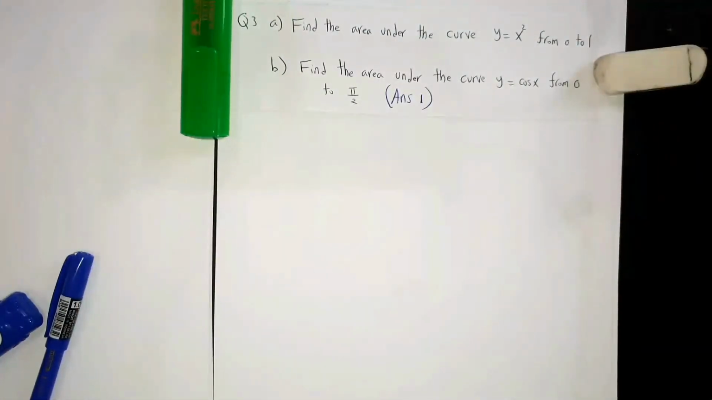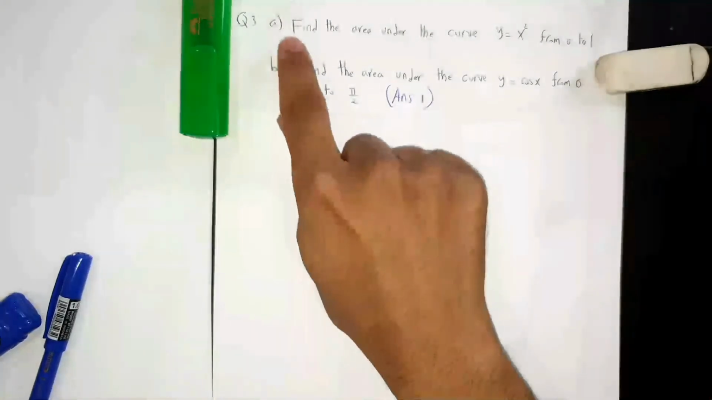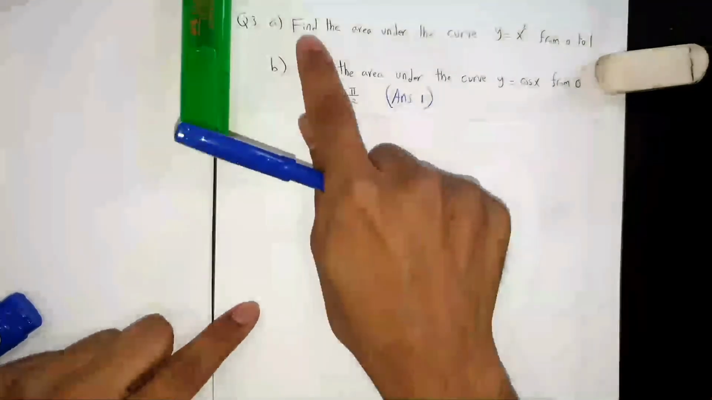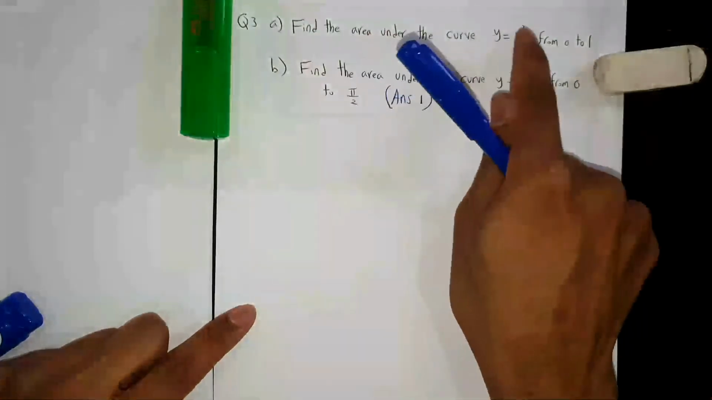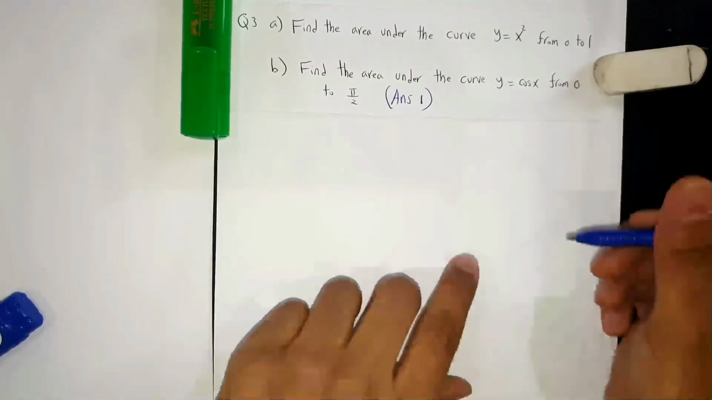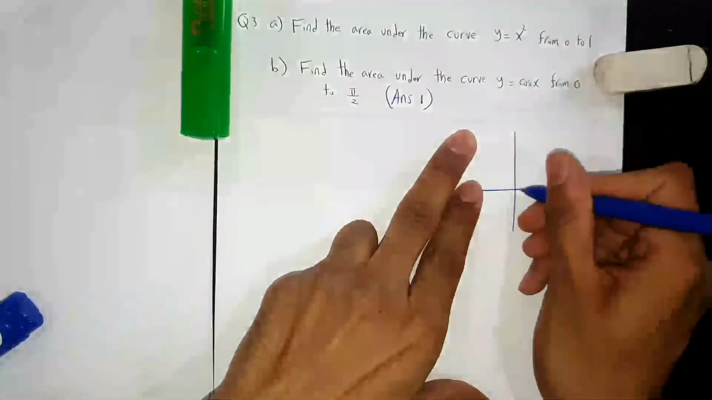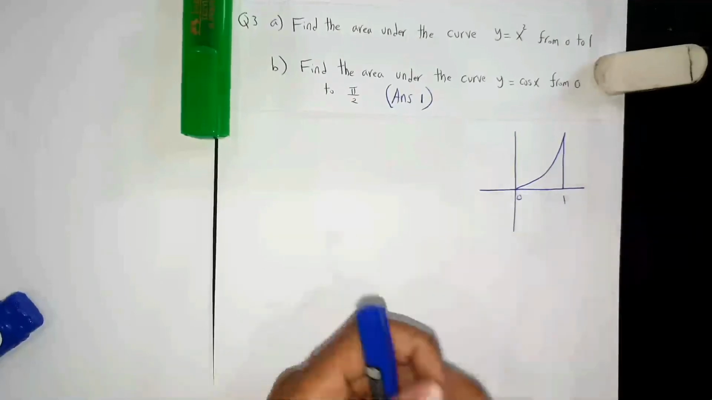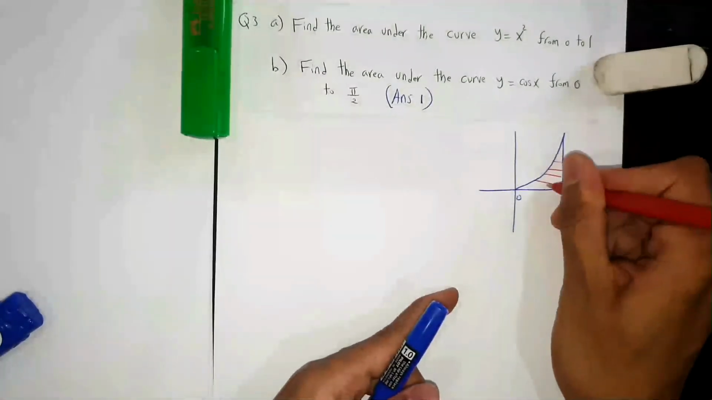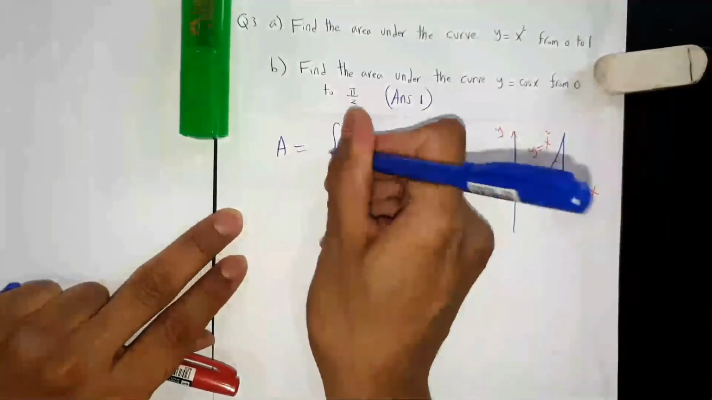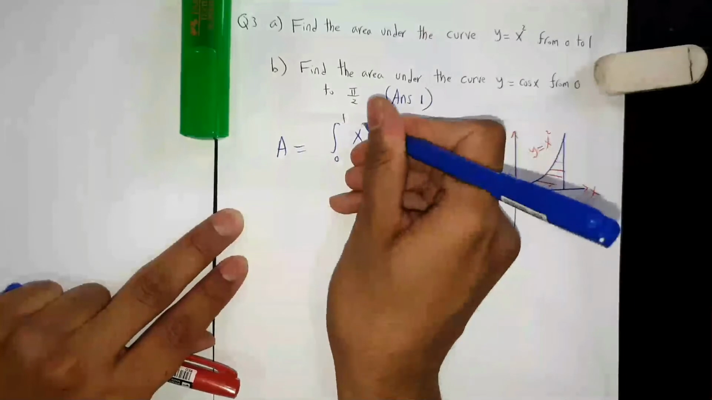Now we see question number 3. I will solve part A and you need to solve part B yourself. He said here, find the area under the curve y equal x squared from 0 to 1. You remember this question? We solved it in section 5.1. The answer there was 1 over 3. Let us recall. This is y equal x squared, and we are interested in this region from 0 to 1. So this is our region of interest. This is y equal x squared. The area will be exactly the integral from 0 to 1 of x squared dx.